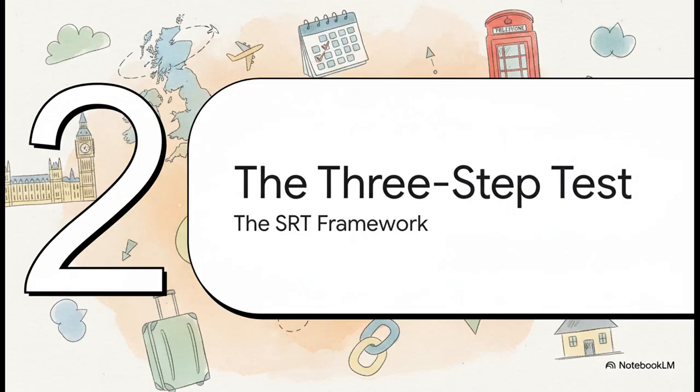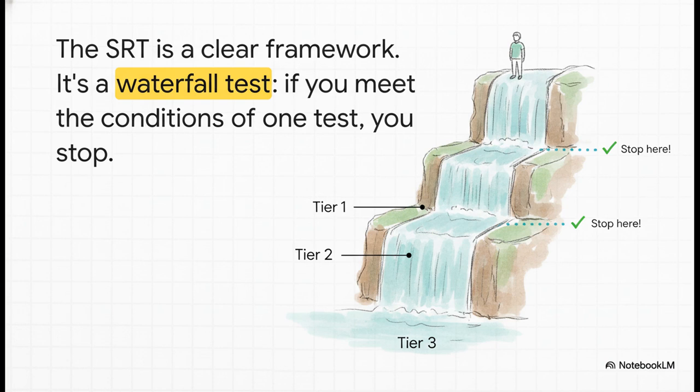So to fix all that confusion, the UK brought in what's called the Statutory Residency Test, or the SRT for short. You can think of it as the official rulebook designed to give you a straight-up yes or no on that residency question. And honestly, the best part about the SRT is its structure. It's what they call a waterfall test. What that means is you work through it step by step in a specific order. And the second you hit a test that applies to you, boom, you have your answer. You stop. No need to go any further.